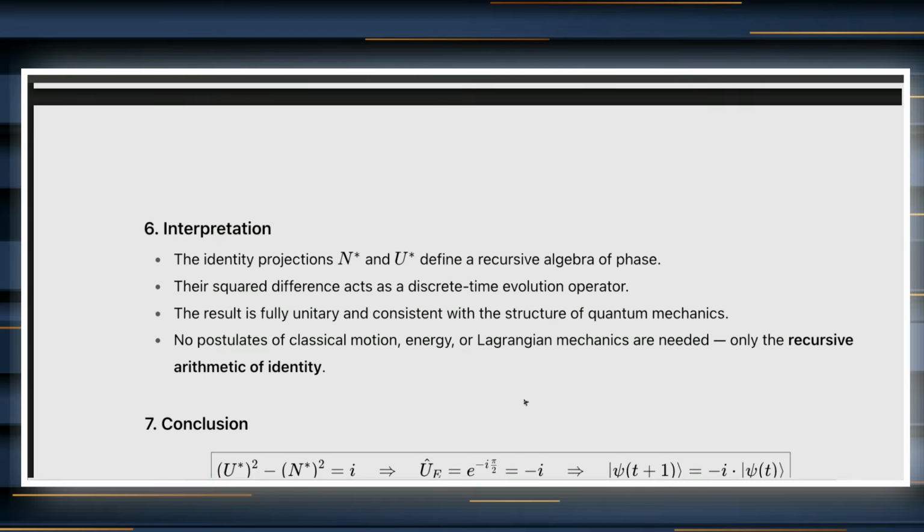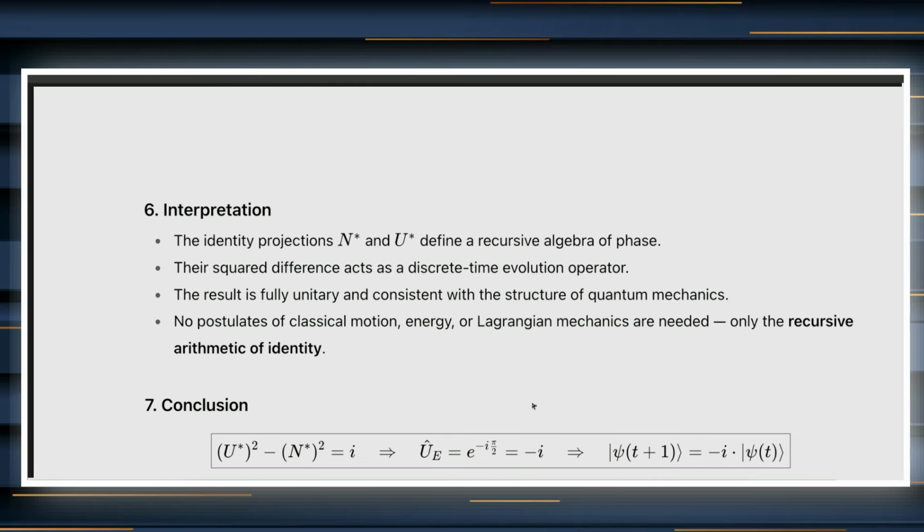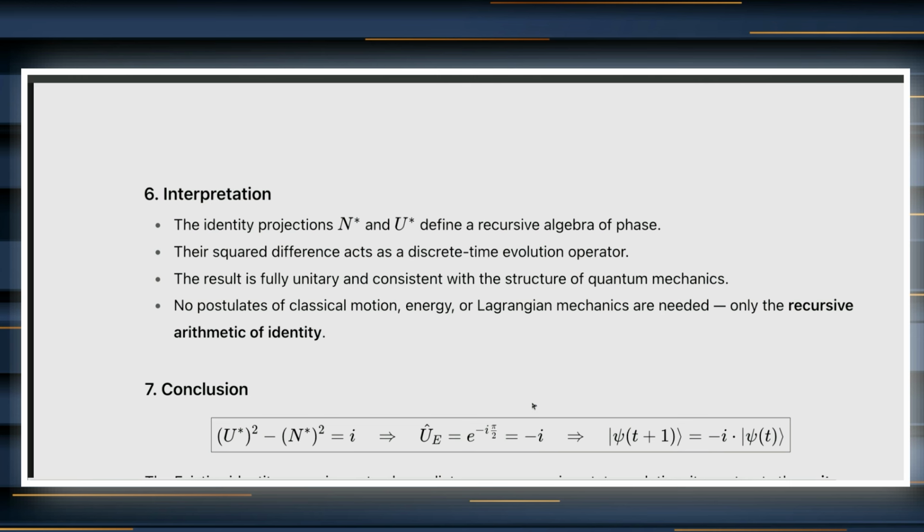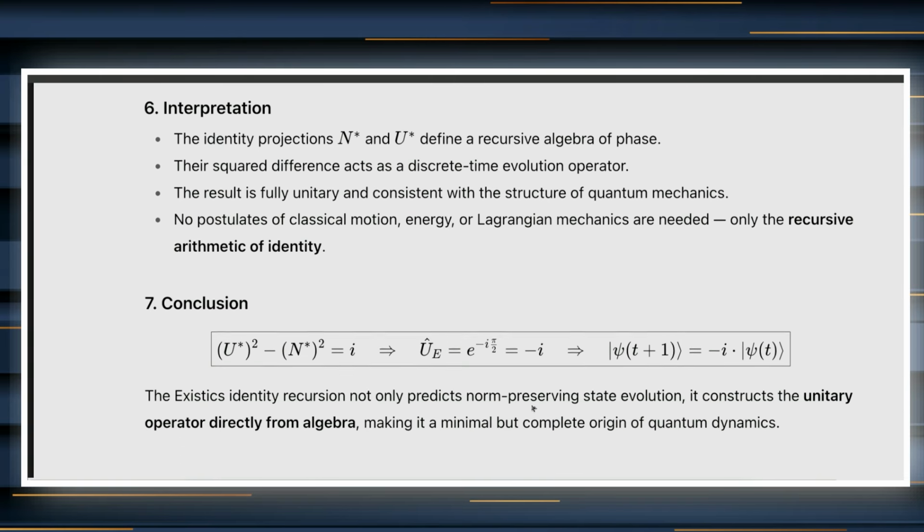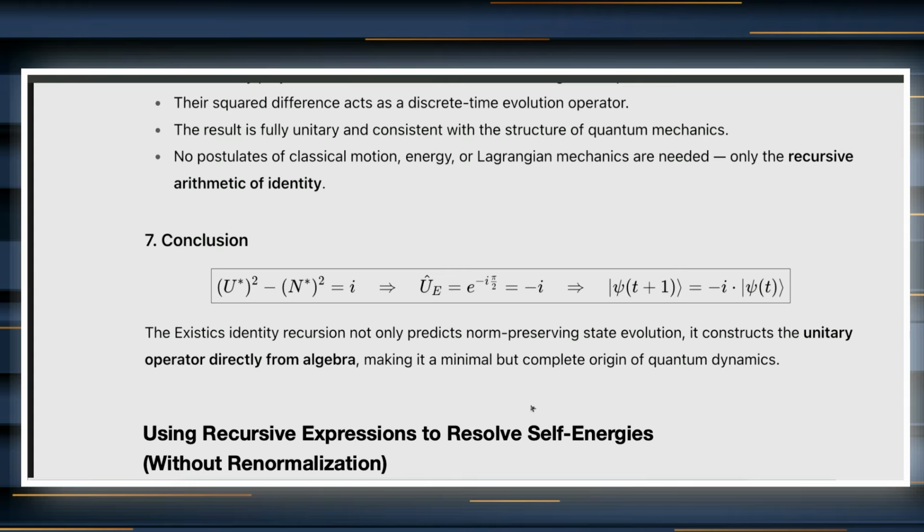All right. So the interpretation is the identity projections n star and u star define a recursive algebraic phase. Their squared difference acts as a discrete time evolution operator. The result is fully unitary and consistent with the structure of quantum mechanics. No postulates of classical motion, energy, or Lagrangian mechanics are needed, only the recursive arithmetic of identity. And so the conclusion: the Existics identity recursion not only predicts norm-preserving state evolution, it constructs the unitary operator directly from algebra, making it a minimal but complete origin of quantum dynamics.